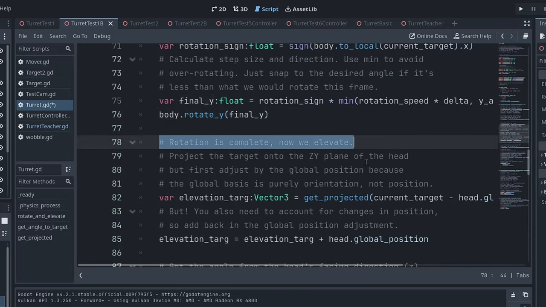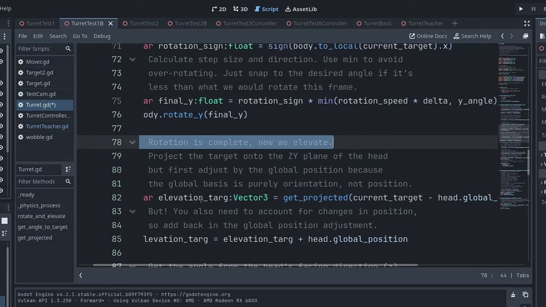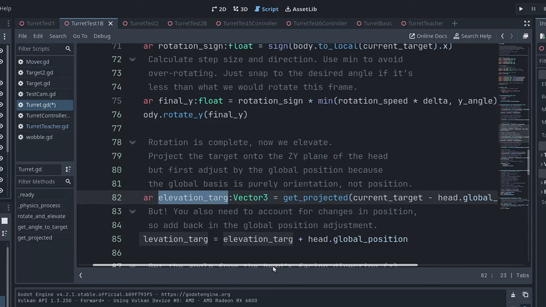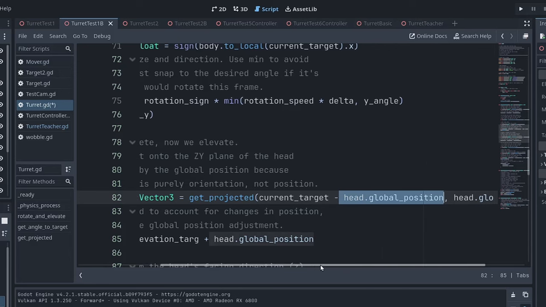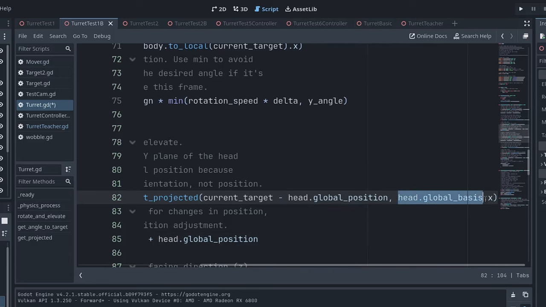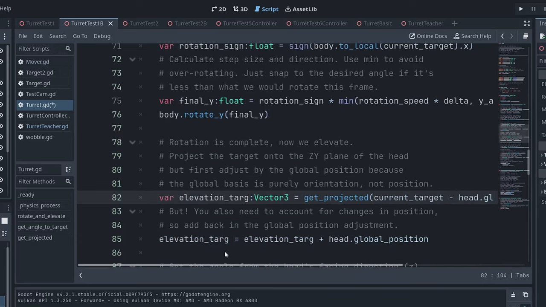Now we do a very, very similar thing for the elevation, but we've got to use different axes. So I'm going to get a variable named elevation_targ, which is the target's position projected onto the plane about which we're elevating. So get_projected current target minus the head's global position, because we're doing it with respect to a plane that goes through the origin. That has this normal vector, this vector perpendicular to the plane, head.global_basis.x. So we're going to rotate around the x-axis this time. Call that get_projected function, which is the very last function in the script.